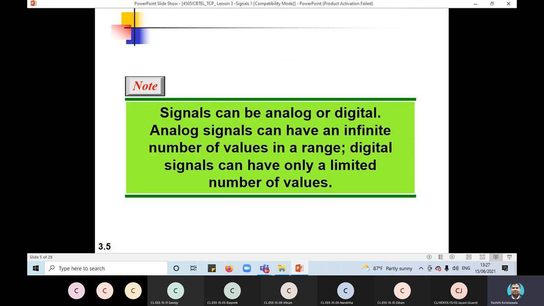So furthermore, as a conclusion for what we were discussing so far, you have the note: signals can be analog or digital. Analog signals can have an infinite number of values in a range. Digital signals can have only a limited number of values within a range.